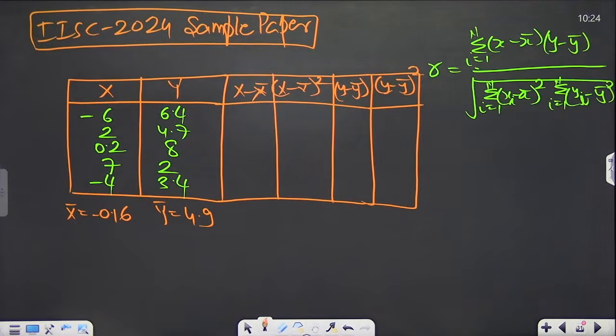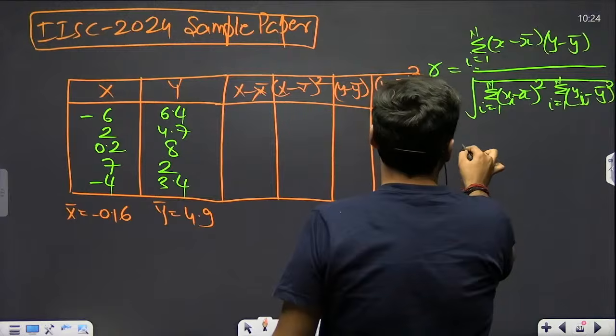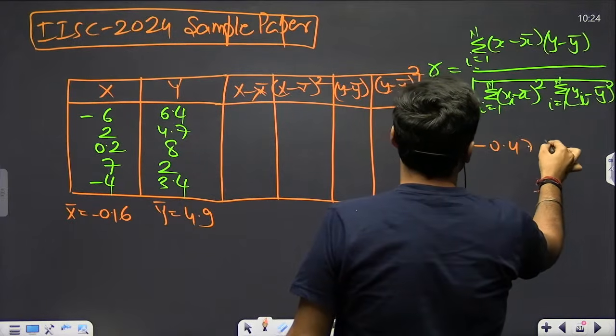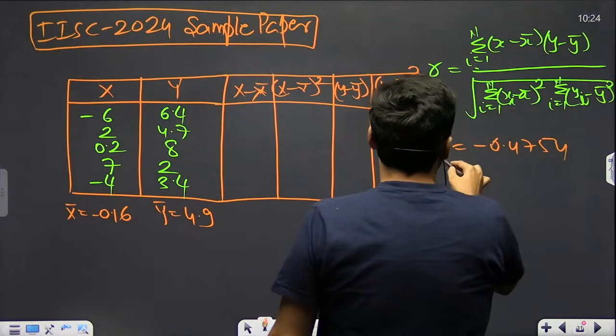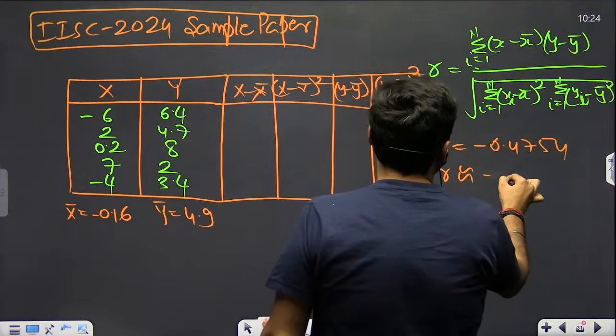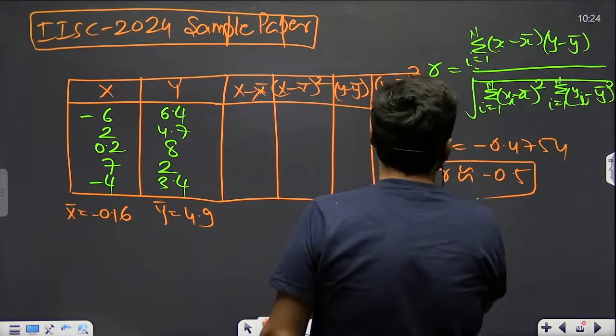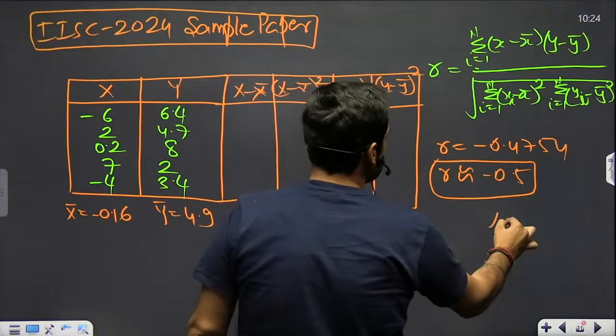After completing the table and putting all the values, you would be getting the R value as negative 0.4754. You'll be getting the value of R as negative 0.4754, and this would be matching to negative 0.5. So your answer would be A in this case.